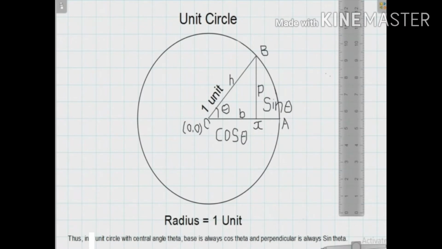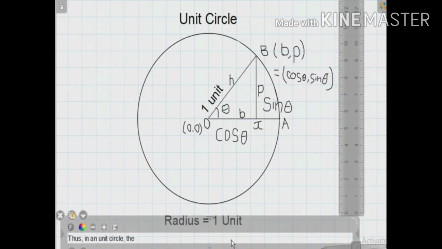Now, if we look at it as a Cartesian plane with center of circle as origin, the coordinate of point B is (b, p), because it lies b units right and p units up from center or origin. And because base equals cos theta and perpendicular equals sin theta, we can also say that the coordinate of point B, which is (b, p), is (cos theta, sin theta). And this can be generalized for a point on the circumference of any circle with central angle theta. So this concept that any point on the circumference has coordinate (cos theta, sin theta), where theta is the central angle, must be understood clearly before we begin proving the statement.